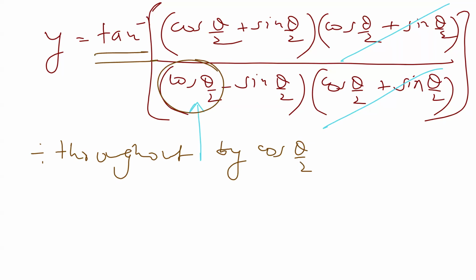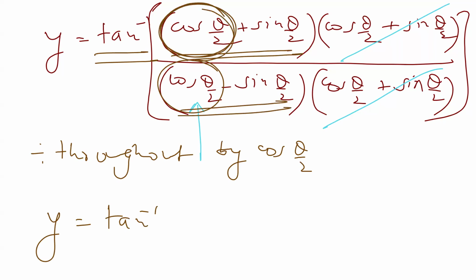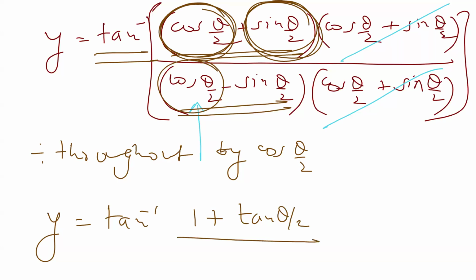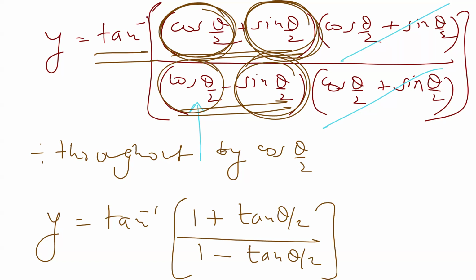We have to make this one because outside we are having tan inverse. So tan inverse of, divide all these values by cos theta by 2. So cos theta by 2 upon cos theta by 2 is 1. Sin theta by 2 upon cos theta by 2 is tan theta by 2. Okay, down cos upon cos is 1 minus sin theta by 2 upon cos theta by 2 is tan theta by 2. Okay, so this is what we have got. Now this particular thing, we are going to rearrange this. Okay, here we'll write this one separately and we'll put 1 over here. 1 into tan theta by 2 is tan theta by 2. Okay, so all these things we are going to do.